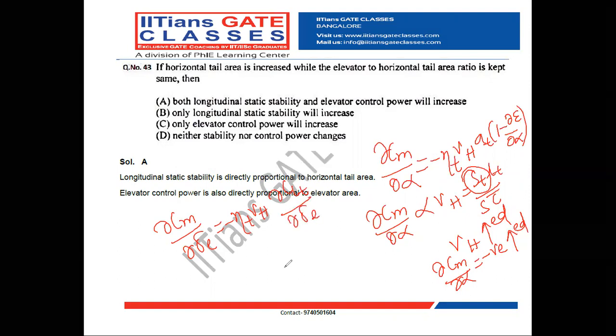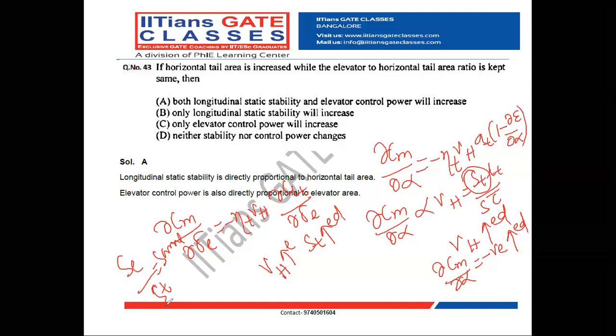So what happens? We have already seen V_H is increasing. That is, V_H is increased because St, the tail area, is increased. Thereby ∂Cm/∂δE value also increases. ∂Cm/∂δE corresponds to elevator power. When St is increased, what condition is given? The elevator to tail area ratio should be kept the same, that is Se/St should be the same.